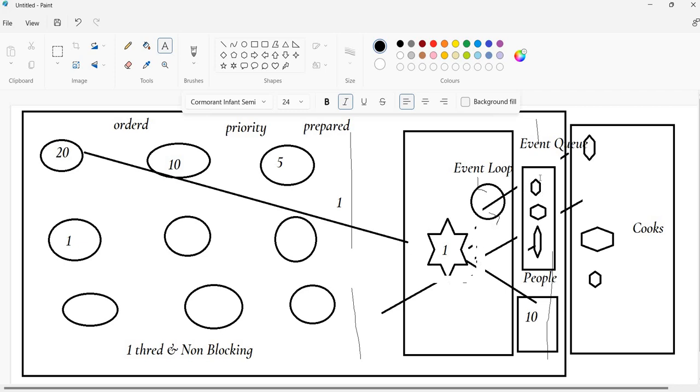Whenever this thread is free, he will push these callbacks. What are these things? Food prepared, right? In terms of Node.js, those are callback functions. So he will collect these things and he will push into that. Now you should understand that.